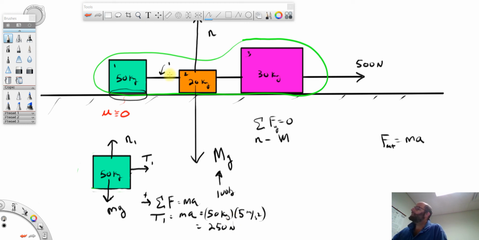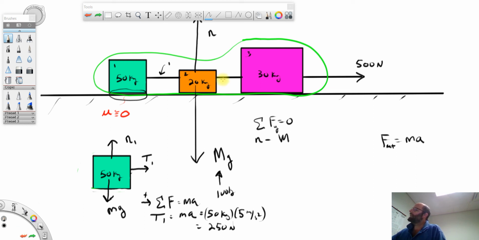So the tension here is now known in this rope. That tension acts to the right on this mass at that location, and it acts to the left on this one, on the 20 kilogram mass at that location. And that's an example of Newton's third law. Remember, forces always appear in pairs.